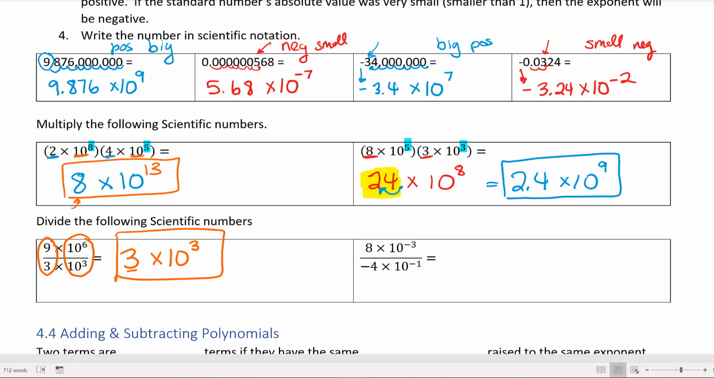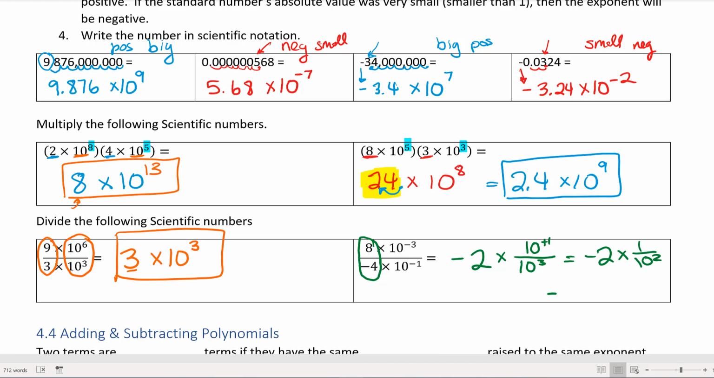And our last example, we have 8 divided by negative 4, that's negative 2, times 10 to the negative 3 over 10 to the negative 1. Negatives. We don't like dealing with negatives, do we? So let's see. Let's change this. 10 to the negative 3, we're going to move downstairs to be 10 to the positive 3. 10 to the negative 1, we're going to move upstairs to make that 10 to the positive 1 now. After we divide, we get 10 to the 2 in the denominator. So we have negative 2 times 1 over 10 to the 2.